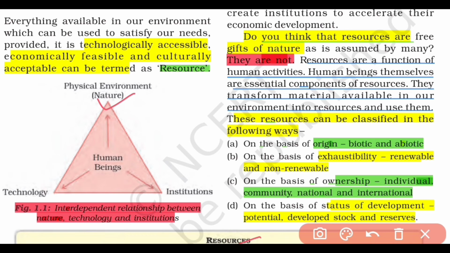Now, based on status of development, resources are further classified into 4 types. Point number one, that is potential resource. Second one is developed resource. Third one is stock. Fourth one is reserves. Now, let's move to the next.